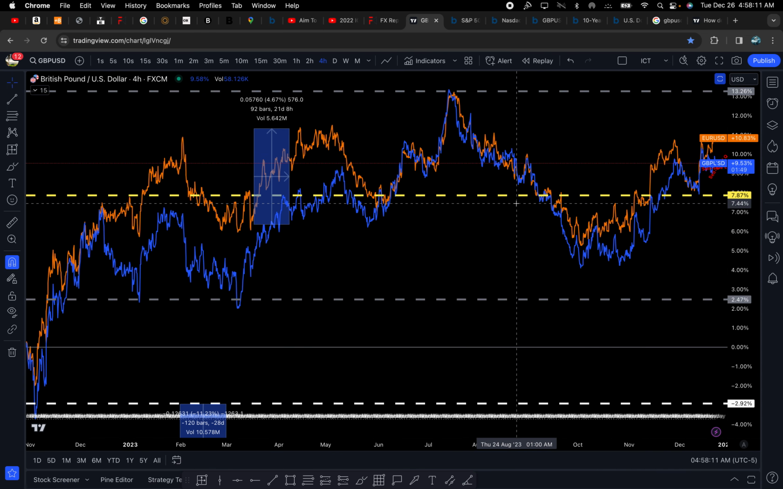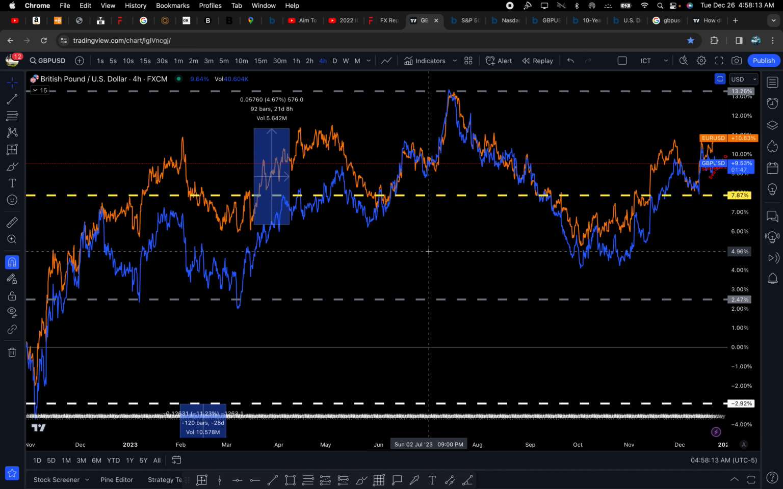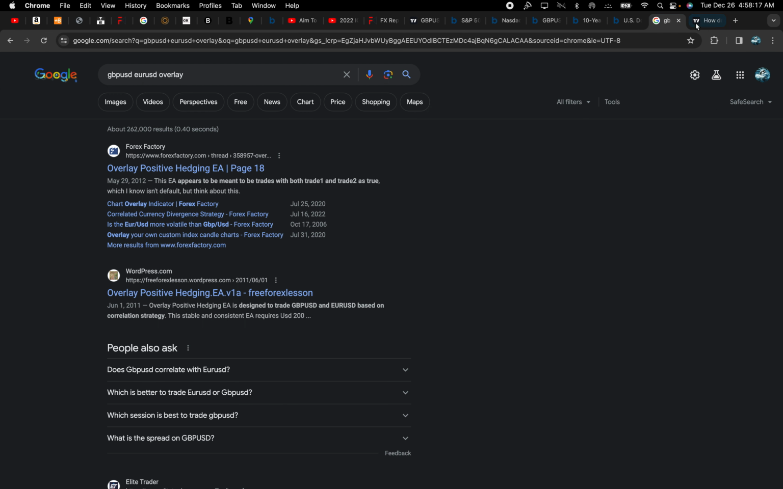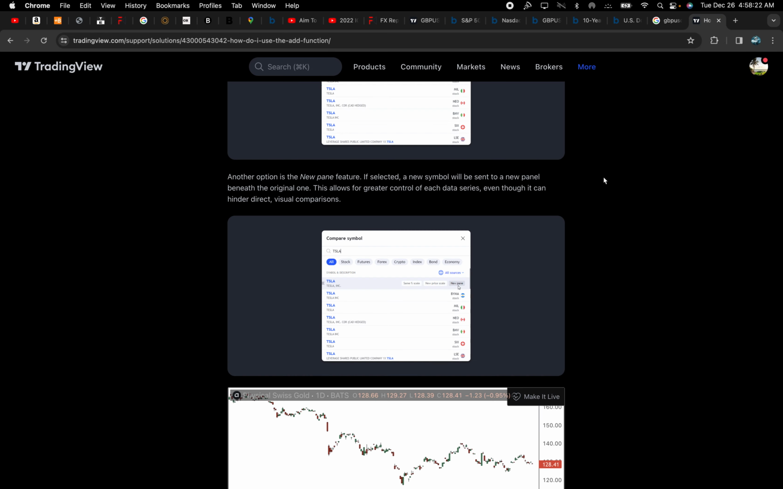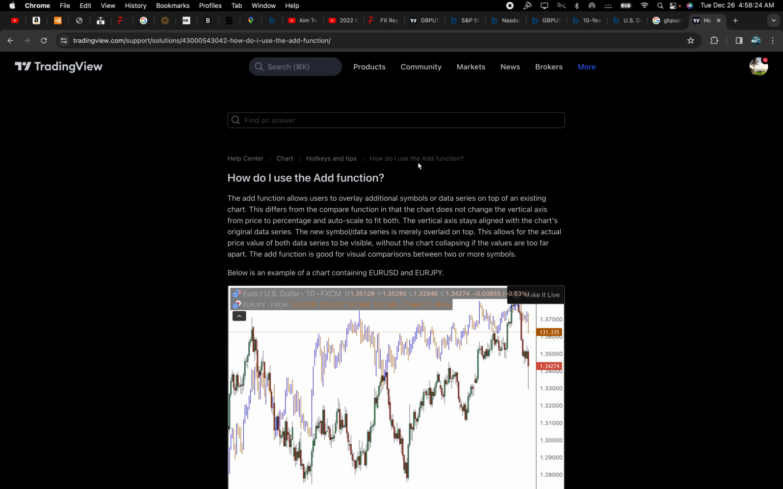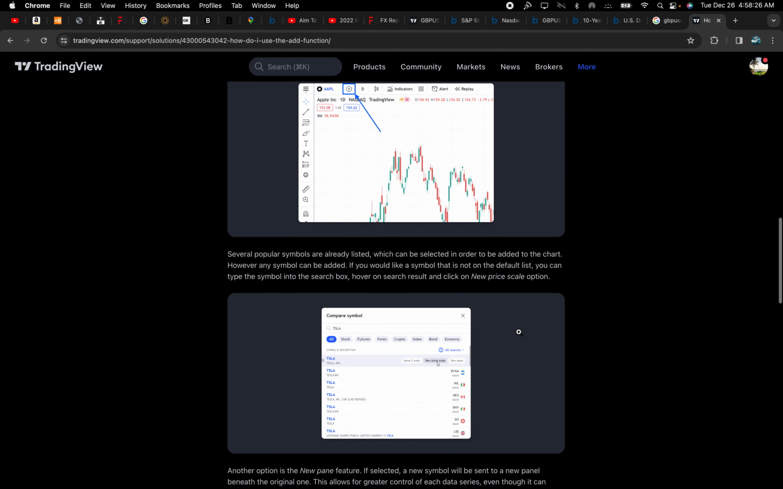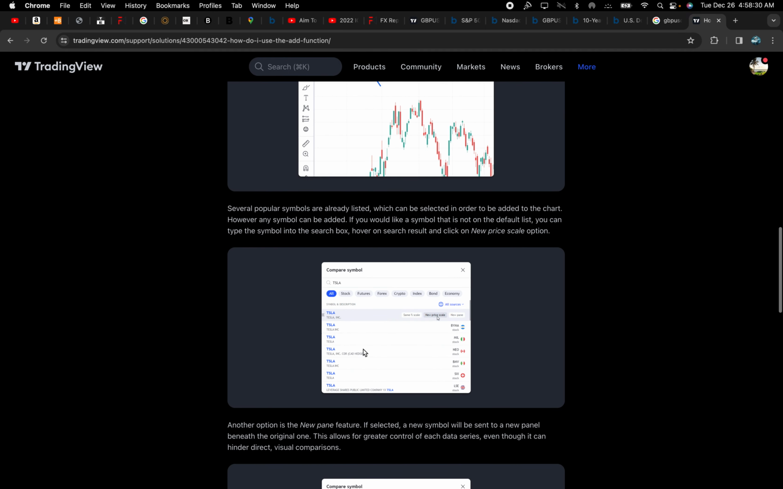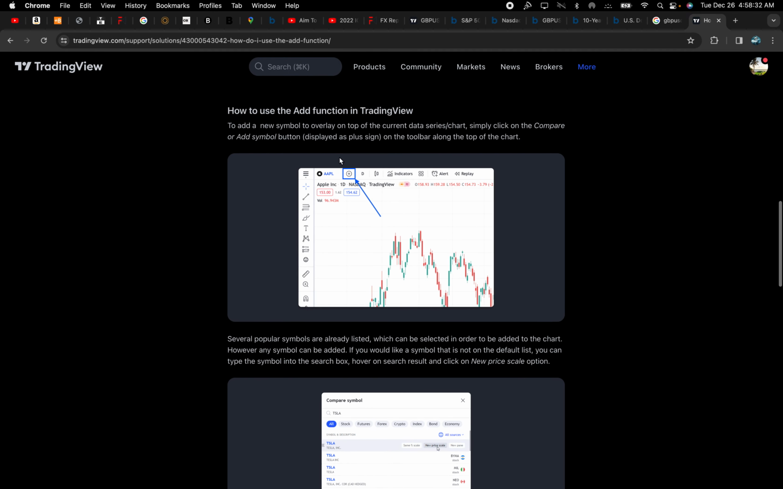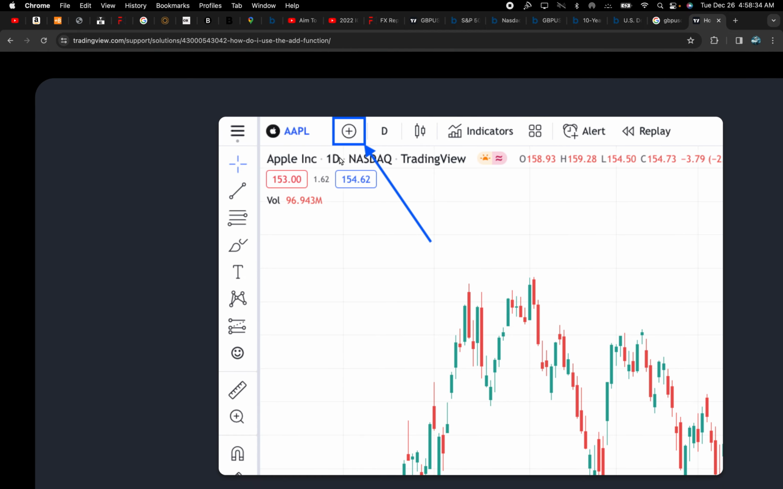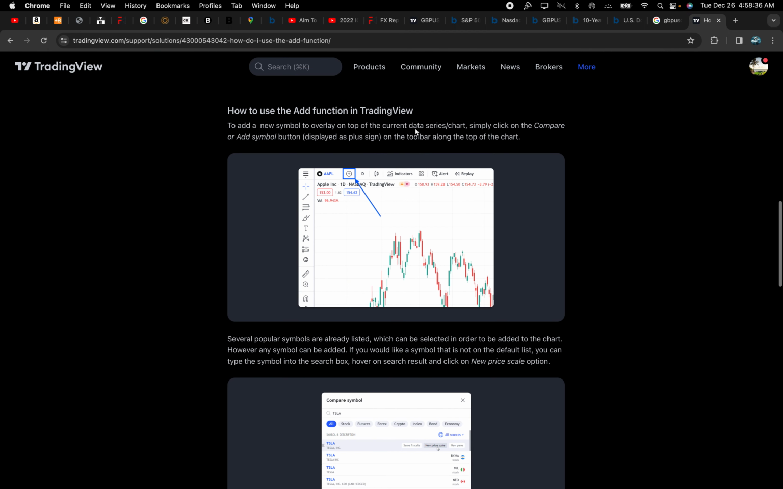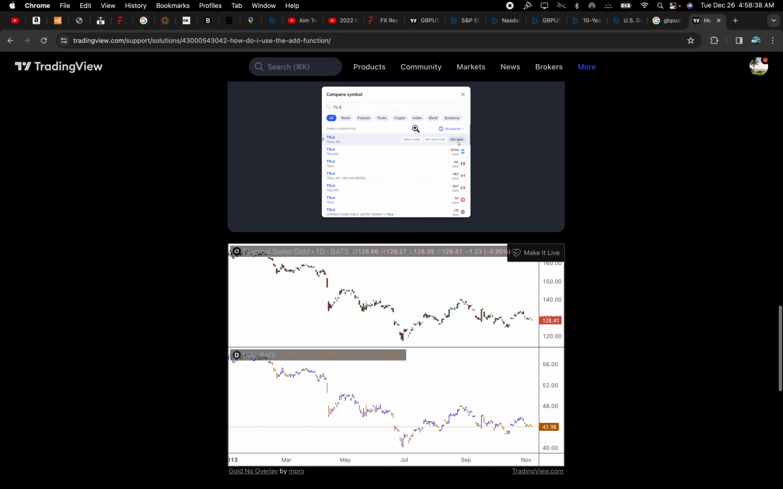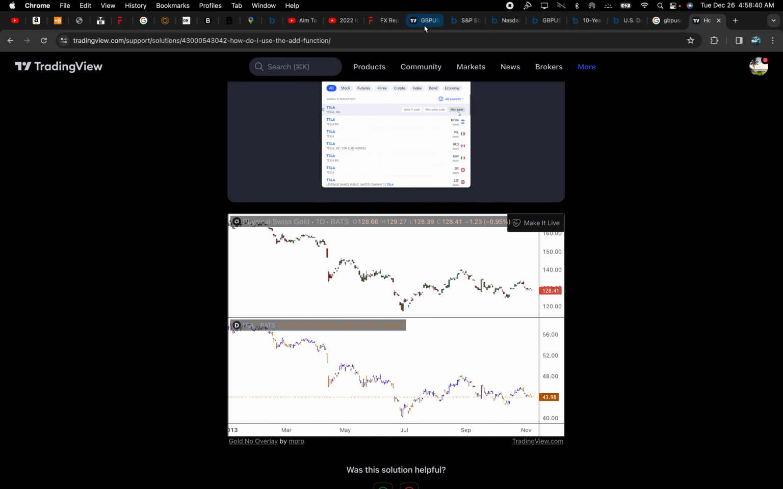Hey, I just wanted to show you what I was looking at. Basically, I Googled how to do an overlay, and then I found this article, and it shows you that you could just add it right here on the chart like that. So it goes over all the different ways you can do it.